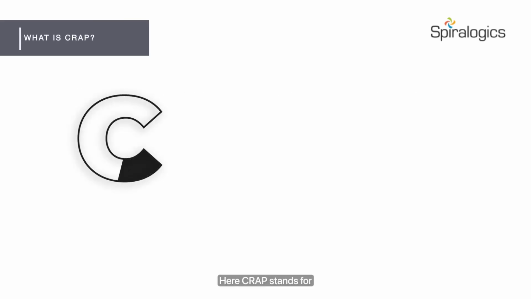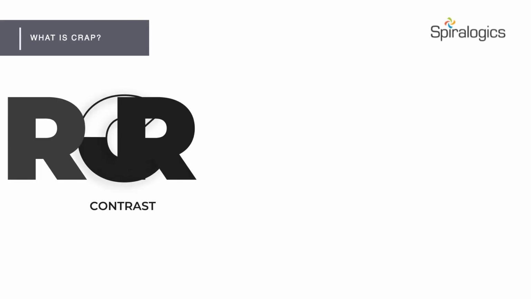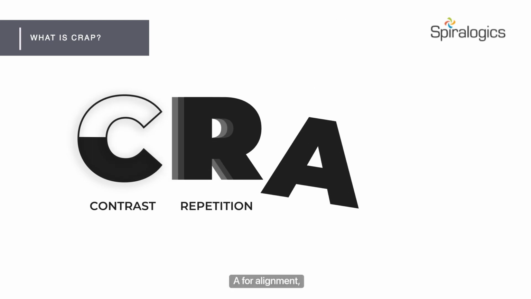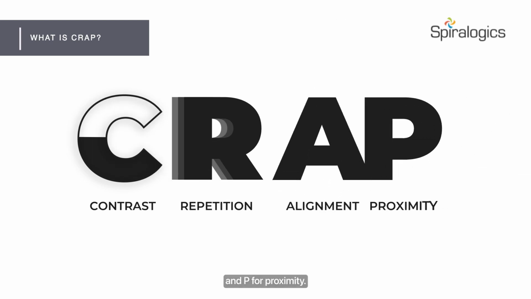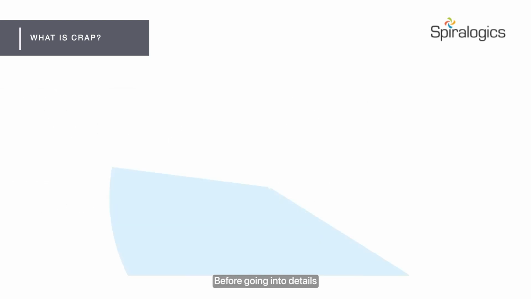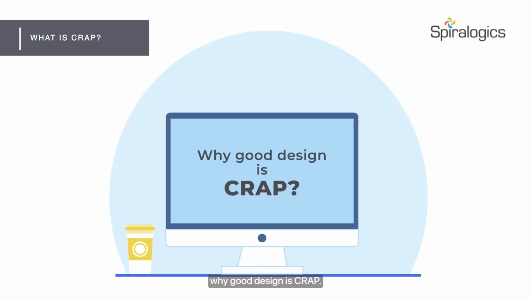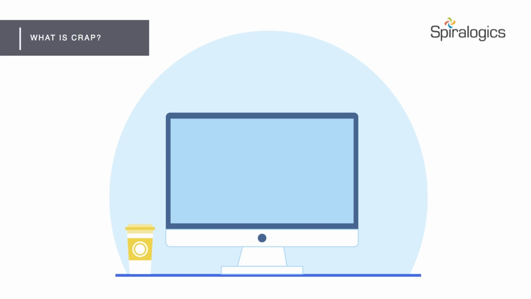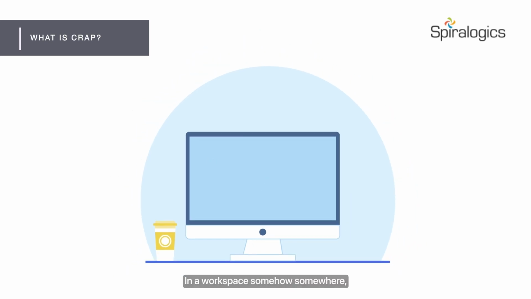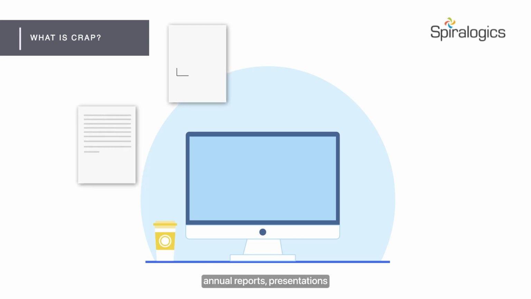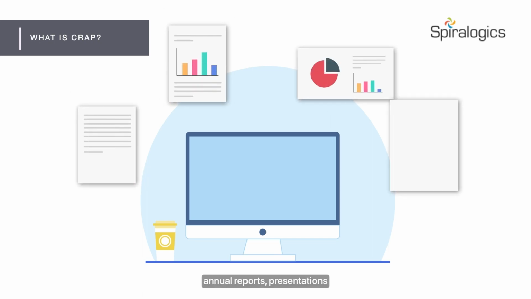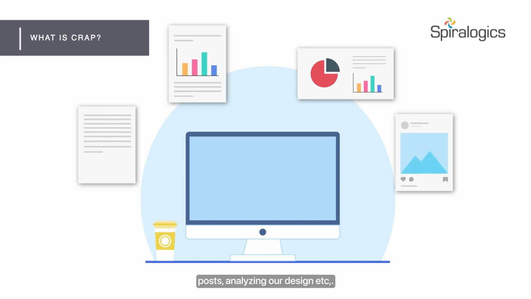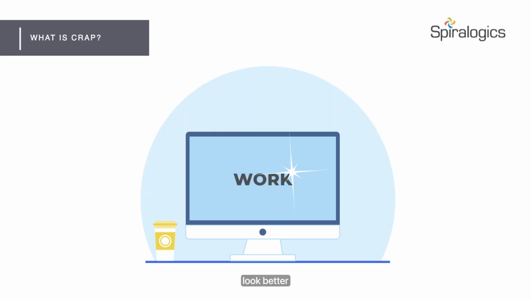Here CRAP stands for C for contrast, R for repetition, A for alignment, and P for proximity. Before going into details, why is good design CRAP? In a workspace, somehow, somewhere, you may need to work on documentations, annual reports, presentations, posts, analyzing our design, etc. Lastly, the goal is to make all your work look better.